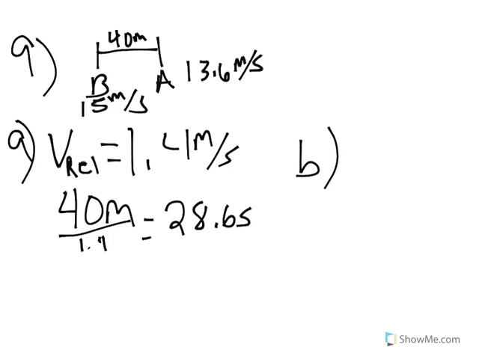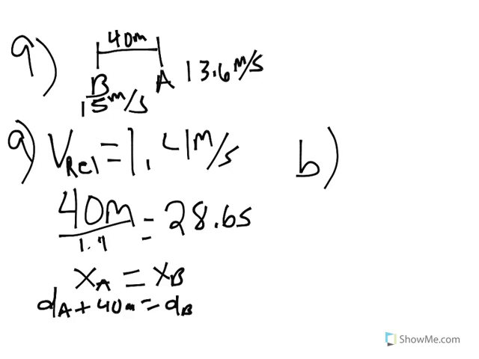The other way to do this is to say that their positions must be the same. So the position of BA must equal the position of BB when they're caught, but BA gets a head start. So his distance has 40 meters there. What this means then is that if you solve for the distance, 13.6 times t plus 40 equals 15 times t, and if you solve that, you get that answer.